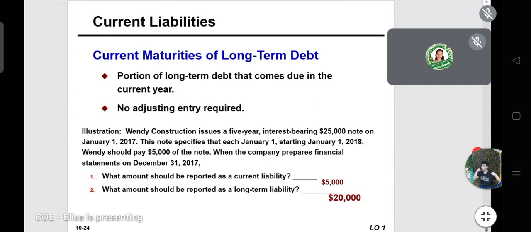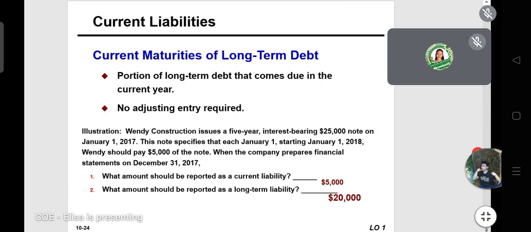Now, we're done with current liabilities. You have your notes payable, accounts payable, and accrued payables. These are your taxes, your wages payable, or interest payable. And then you have your current portion of long-term debt. These are typical examples of current liabilities, and these are payable within 1 year.